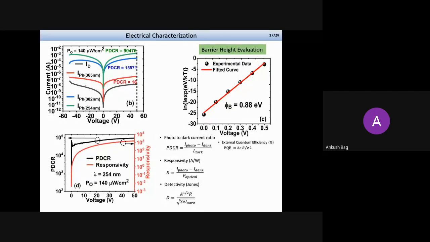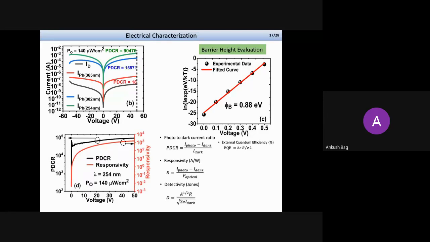So you can see this dark current. The dark current is around, if we consider this is 50 volt, around 10 to the power minus 8, due to this MSM advantage that I just explained. And if we illuminate this device with different light, having different wavelength or different photon energy, then when we illuminate this device with light having 365 nanometer wavelength, we are getting some increment in the current.